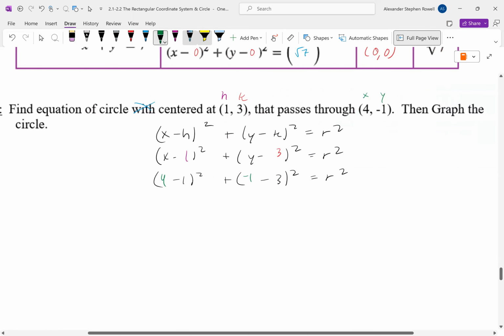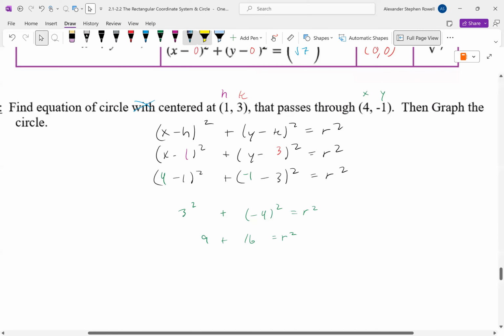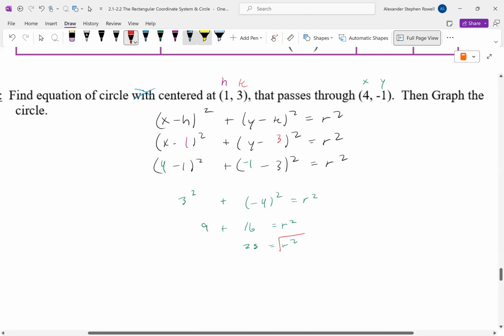4 minus 1 gives us 3 squared. Then we have negative 4 squared. 9 plus 16, 25. And r is equal to? Very good. We square root both sides to get r is equal to, technically plus or minus 5. We'll just take the plus 5.